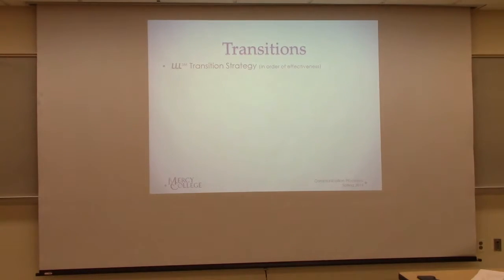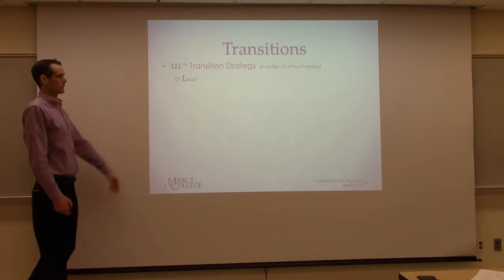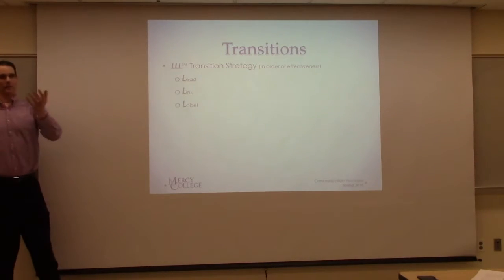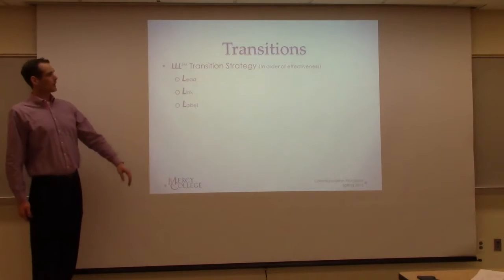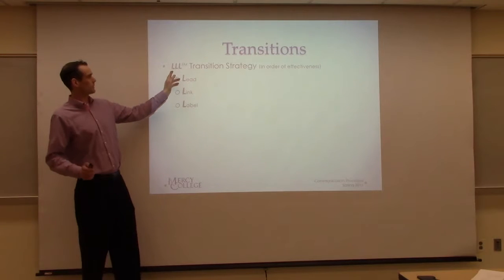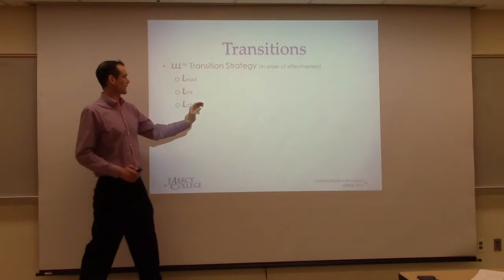I like a triple L strategy. As you're going through these transitions, I suggest you lead your audience, link items, and even label a transition. So how have I got this? It's going to take a minute for me to explain this. The triple L strategy in order of effectiveness.